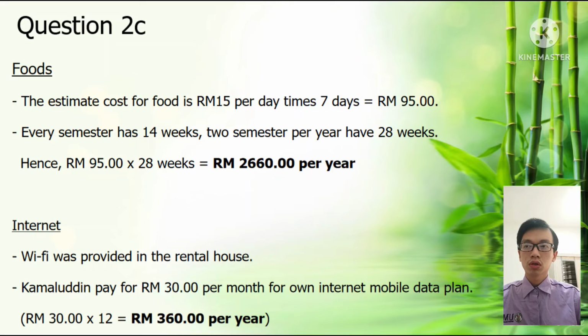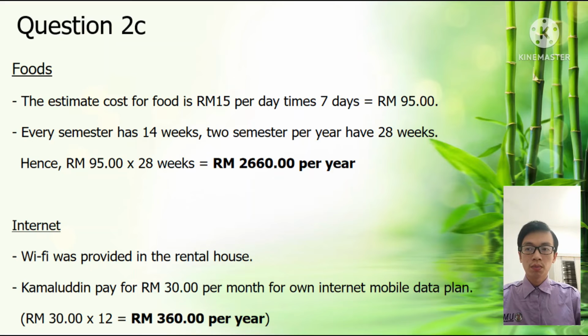So for question 2C, first the budget for food: the estimated cost for food is 15 ringgit per day, times 7 days, is equal to 95 ringgit. Every semester has 14 weeks, so 2 semesters per year have 28 weeks. So the total budget for food is 2,660 ringgit per year.